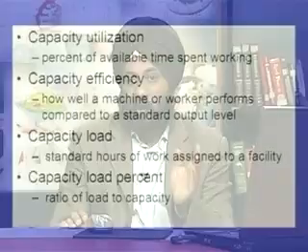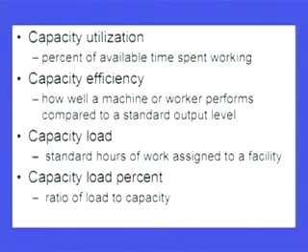So, capacity utilization is the percentage of available time spent working. So, we can find out the capacity utilization of that factory, because the capacity is there, and how much time he is using that capacity will give us the capacity utilization. Similarly, capacity efficiency is given by how well a machine or worker performs compared to a standard output level.